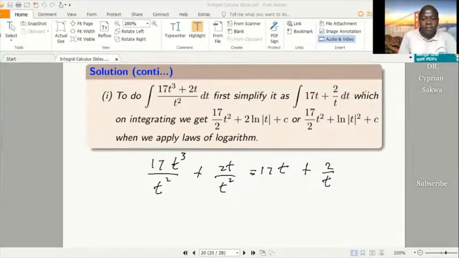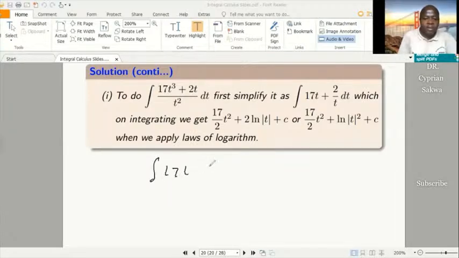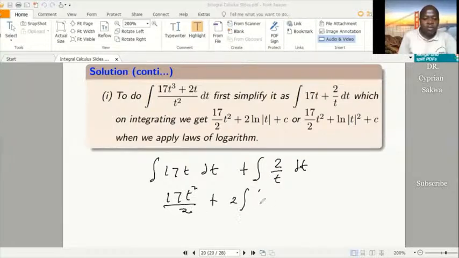Now, this is what we integrate. When you integrate this, what you get is the same as integrating 17t dt plus integrating 2 out of t dt. This one is 17t squared out of 2. And this other one, we know is the same as 2 times the integral of 1 out of t dt. So what is the answer? The answer here is 17t squared out of 2 plus 2 ln of t plus constant of integration.